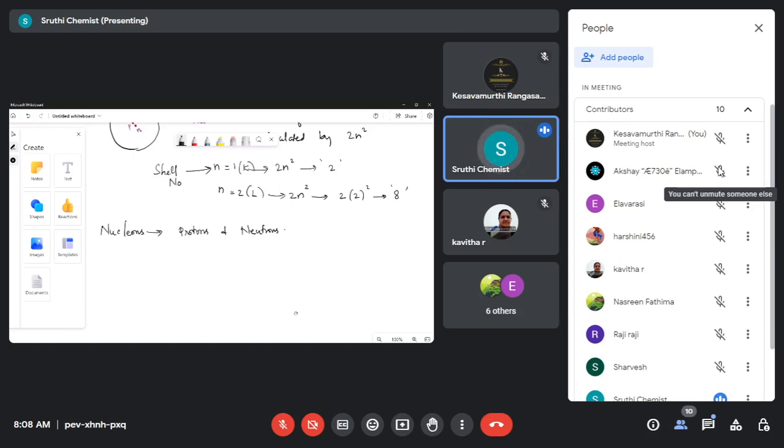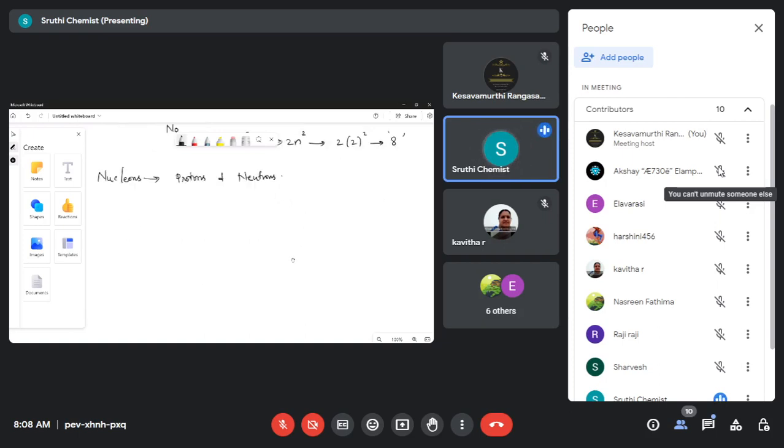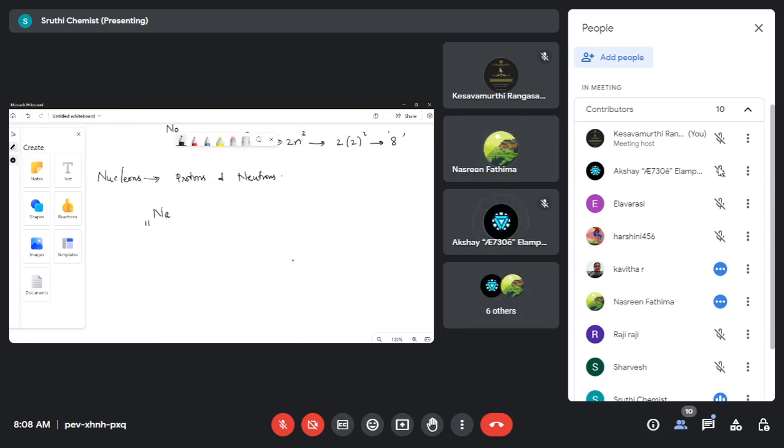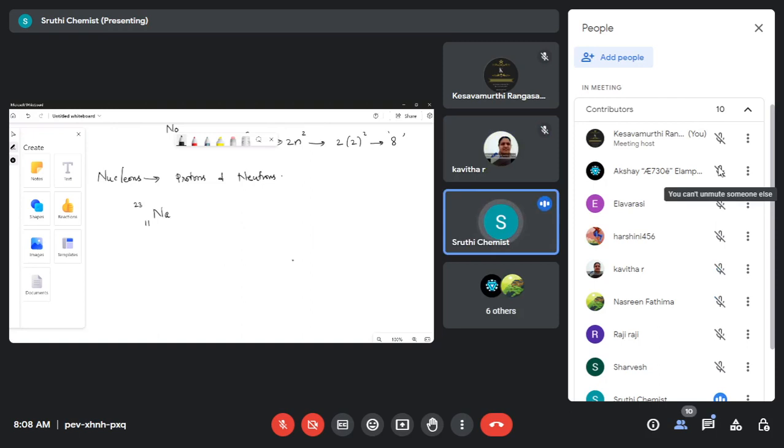Now let's come to atomic number and mass number. You have an idea already about atomic number. Atomic number usually you will be writing in the subscript, and then mass number. What is a mass number? Mass number for sodium is 23. What does it mean? What is a mass number?